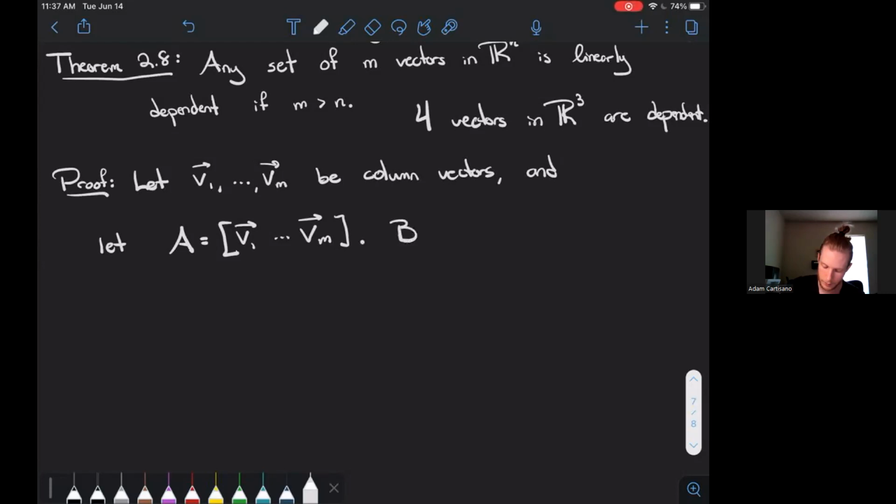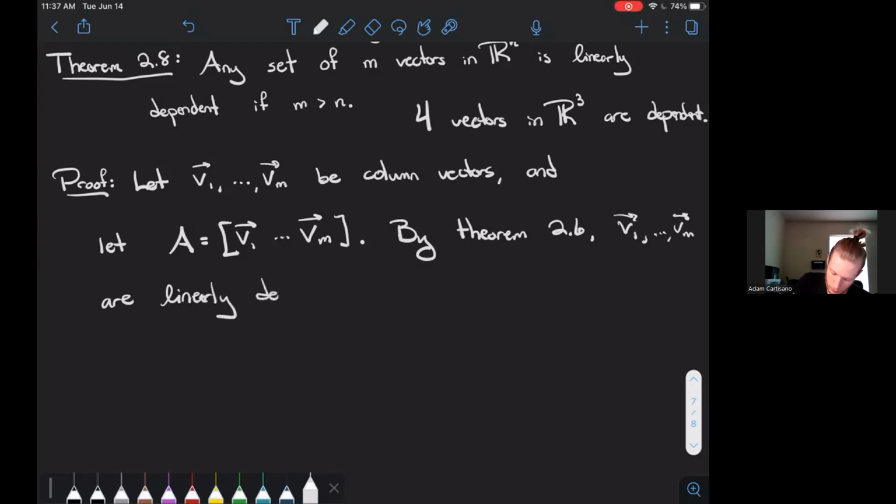By theorem 2.6, these vectors v1 to vm are linearly dependent if and only if the linear system corresponding to this augmented matrix has a non-trivial solution.